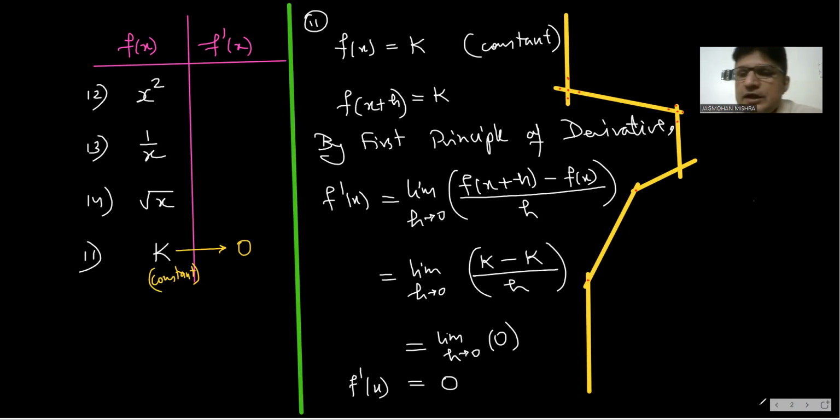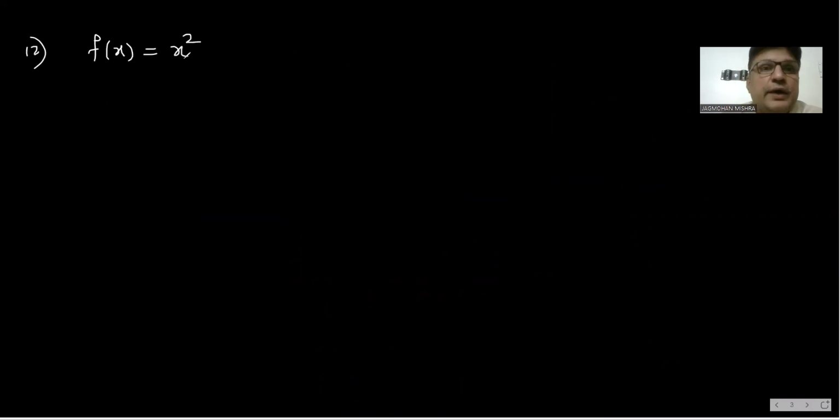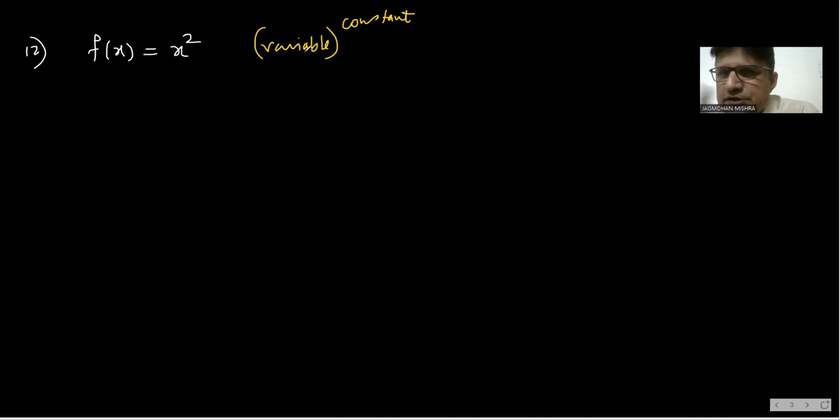See here, students. F of x is x square. What kind of function is this? I need to name it. Please understand, you need to name it. If you cannot name a function, you cannot answer. So what is the name? The name is variable raised to constant function. Very good. Do you have any function which is variable raised to constant that you have already differentiated?